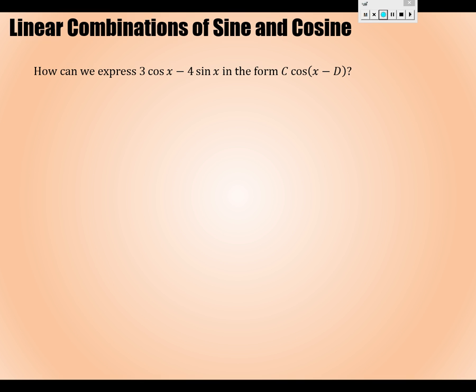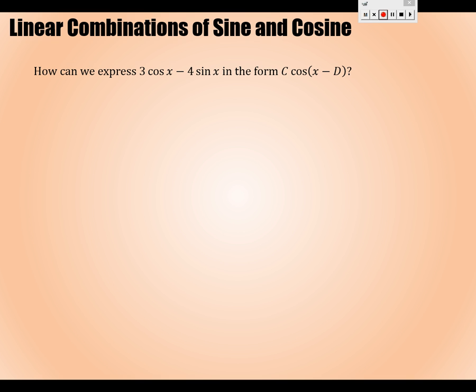3 cosine of x minus 4 sine of x. I claim today that we can rewrite that in this form over here as just a number times a cosine of x minus a number. Again, c and d here just represent numbers. Why? Can you think of a reason why you might want to ask and answer that question? We will get to the place where we can answer this very soon and rewrite it that way. Can you think of a reason why you would want to rewrite it that way?